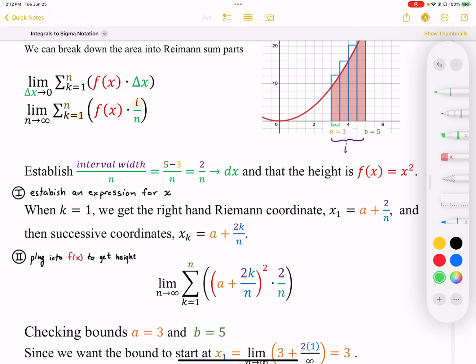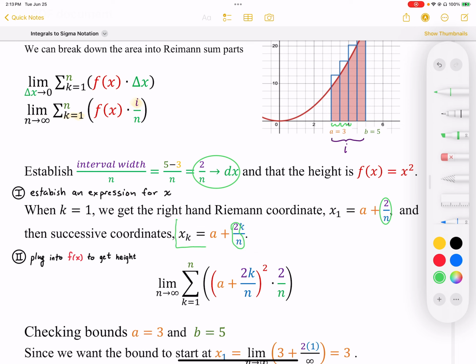So if we start at a and add 1 delta x, I'm going to end up with a plus 2 over n, because we've established 2 over n is our delta x expression. So that's going to be our starting point. And for each successive coordinate, we're just going to add 1 more delta x, or 1 more 2 over n. So that's why we get this expression here. We're going to start at a, and for every k, we're going to add a delta x.